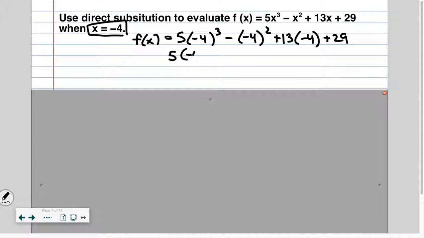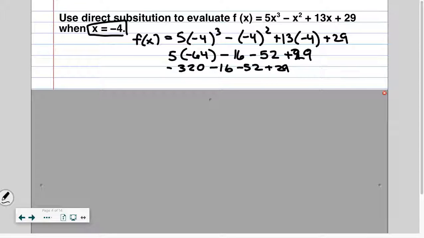-4 cubed is -64. -4 squared is 16. 13 times -4 is -52, and then plus 29. Again, make sure you're following along, writing this down as I write it down. -64 times 5 then is -320, minus 16 minus 52 plus 29 right here. And then we add all of those numbers together, and we should get, I believe, -359. And we've done this before and plugged those in.